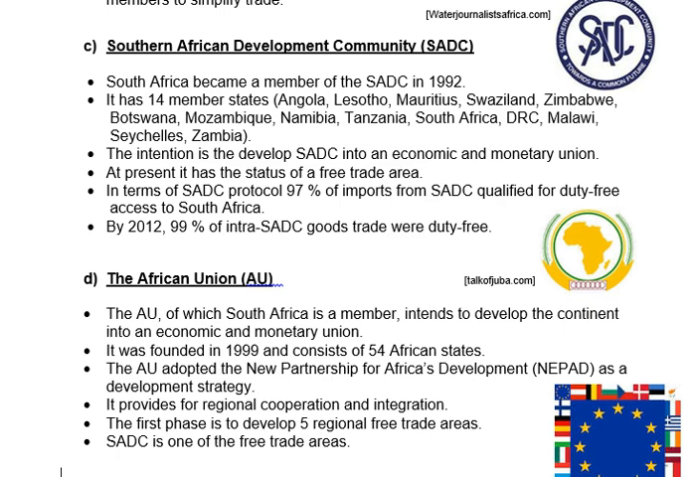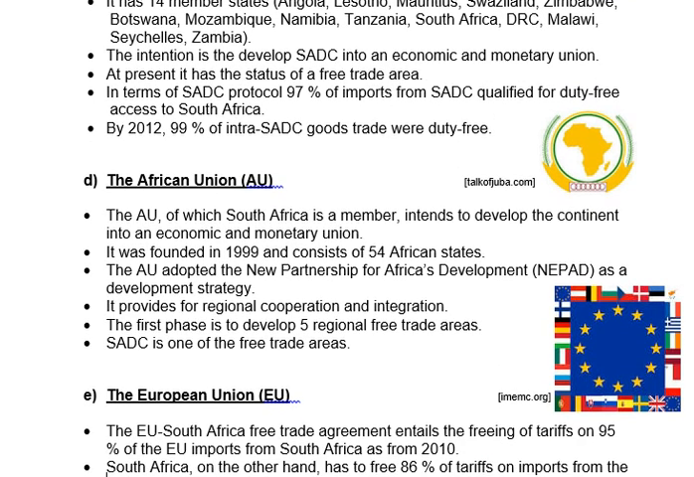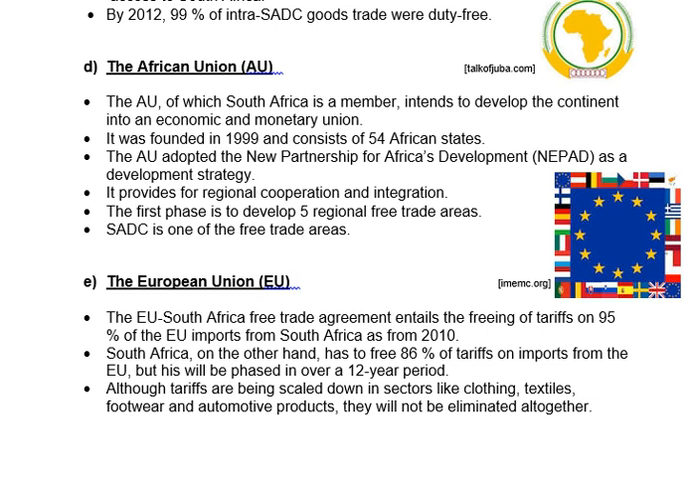If we look at the African Union, we did do this one in detail also last year. The whole idea behind the African Union is, again, the intention to develop the whole African continent into an economic and monetary union, the last step, which would mean that we would have one government, one central bank, one monetary policy.